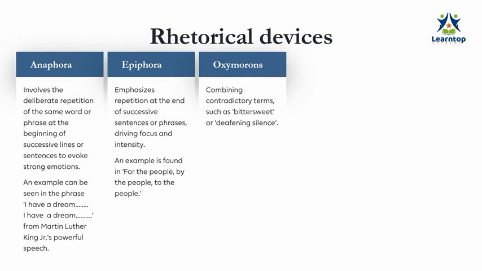Now let's look at oxymorons, which is a device that combines two contradictory terms. Think of a phrase like bittersweet or deafening silence. They sound opposite, but together they express a deeper meaning.